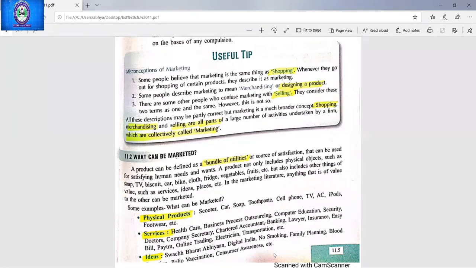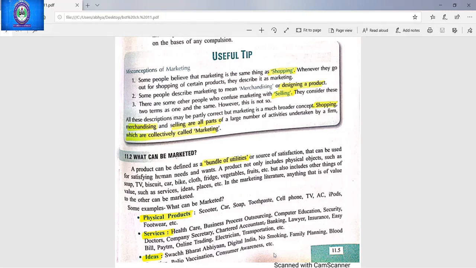All these three are just a part of marketing. So now again, a 1 or 2 marker question can come: what can be marketed? Yes, what we can sell, what can be marketed. So anything can be marketed in this world. So here again a 1 marker question. All the products and all the services can be marketed.